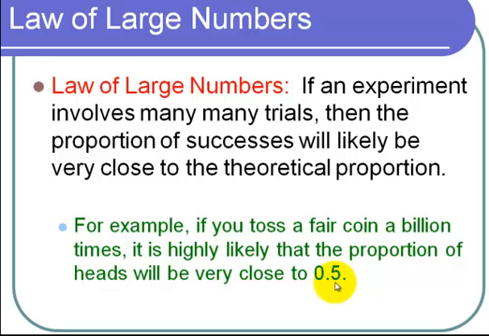But if we simulated tossing a coin 1 billion times using a computer, then we would expect to get very close to 50% heads and 50% tails. We may not get exactly 50%, we probably won't, but we might get 49.99999% heads, and that's what the law of large numbers says. It'll be really close to 50%.